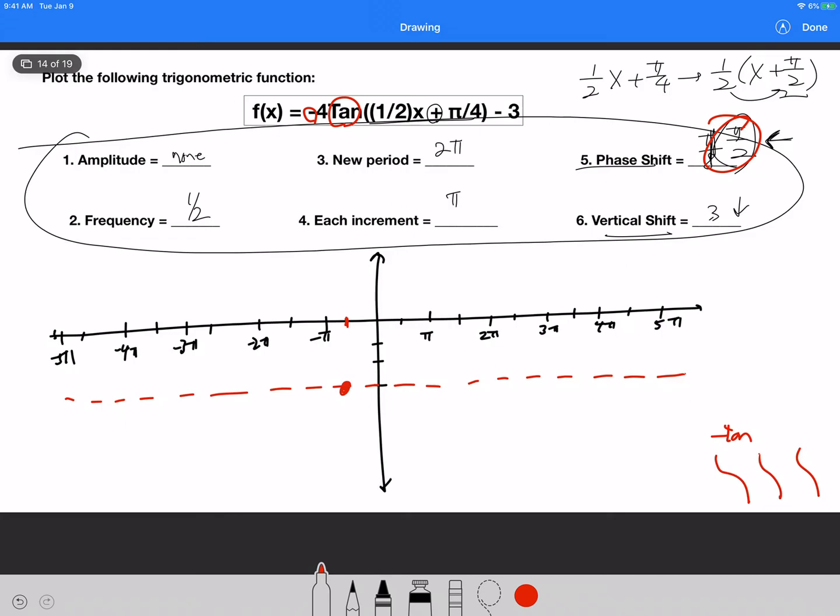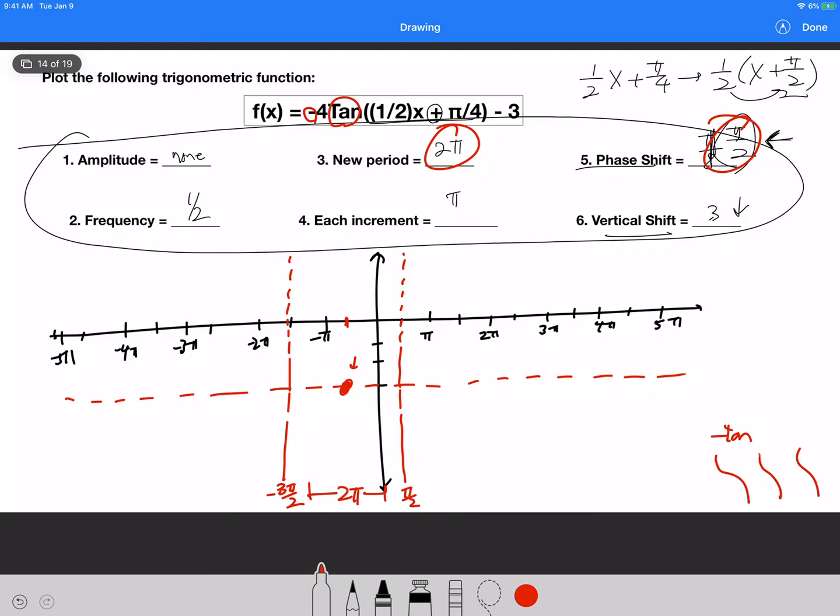I know I need the framework, right? So each increment would be pi. So what I'm going to do here is that if this is where you have started, and my entire increment has to be pi, my two vertical asymptotes will have to happen here, and will have to happen here, because, I'm sorry, that's not true. I looked at each increment, not the entire period. If the entire period is 2 pi, that means I need to go all the way here at -3 pi over 2, and then I have to go down here, which is pi over 2, which makes this increment 2 pi.